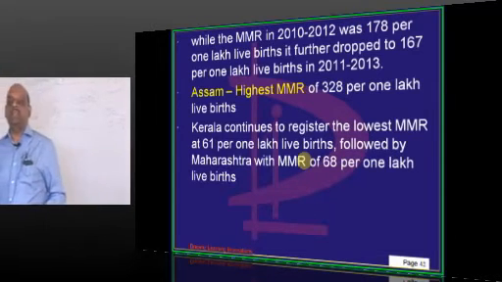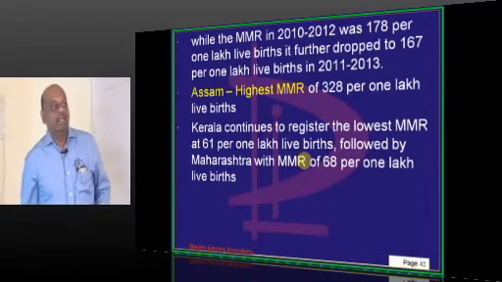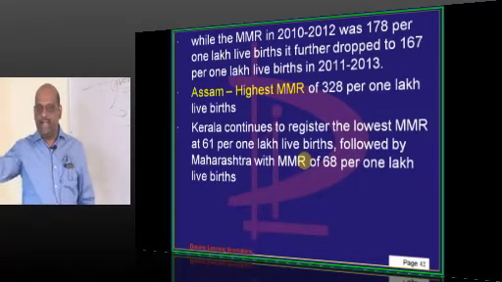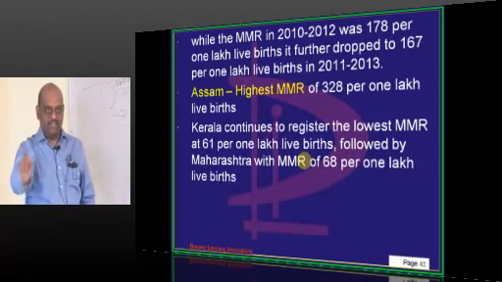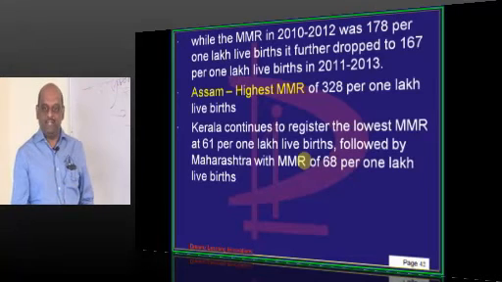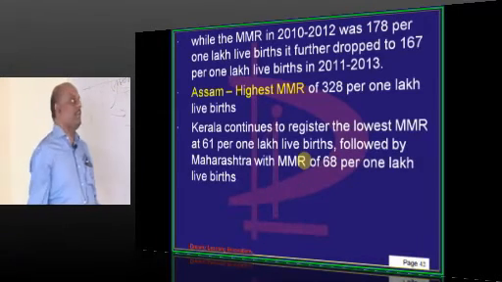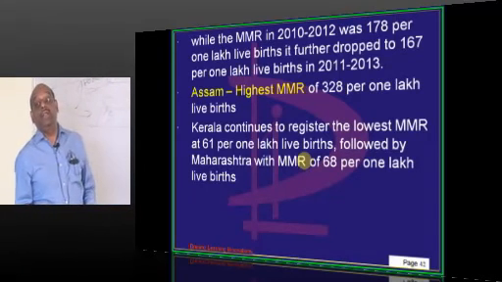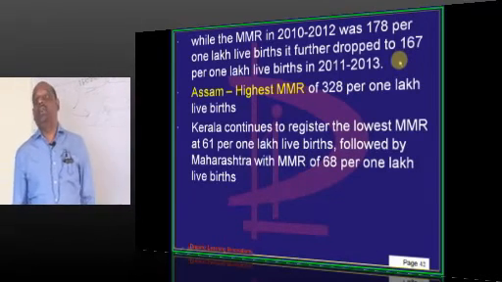Another way to remember Assam has highest mortality is, whenever you are asked by your school teacher to write all the states, first you will start with A for Assam, A for Andhra Pradesh, A for Arunachal Pradesh. So that way also Assam is on the top in the numerical list. It is 328 per 1 lakh live births. So unfortunate.